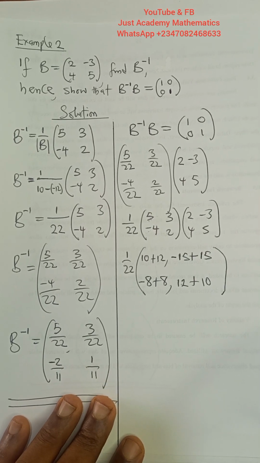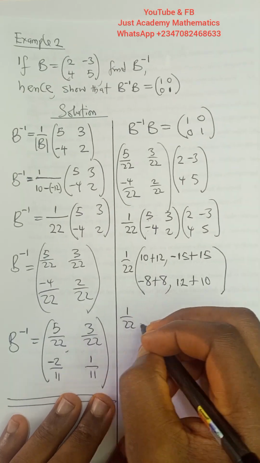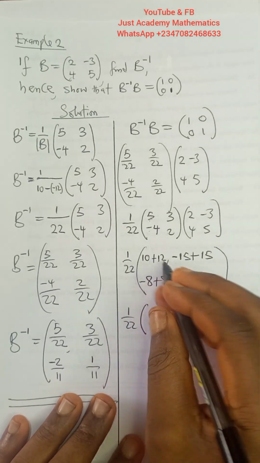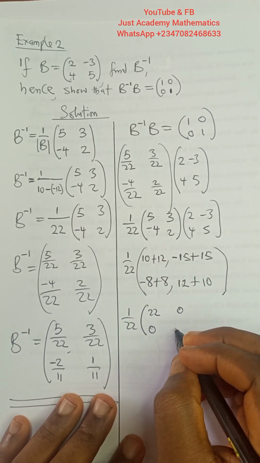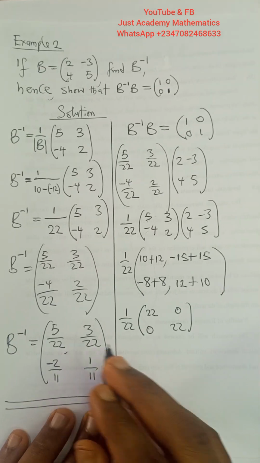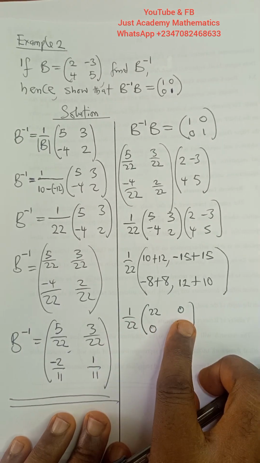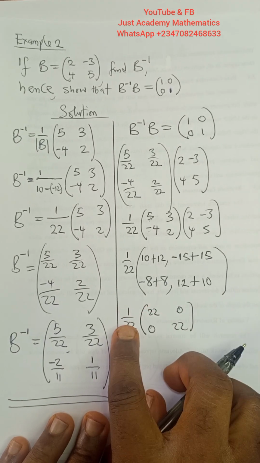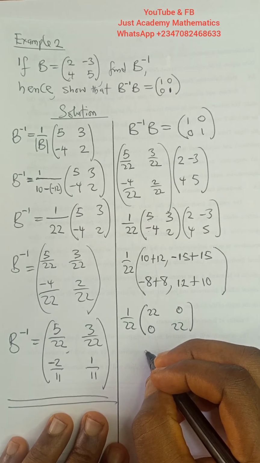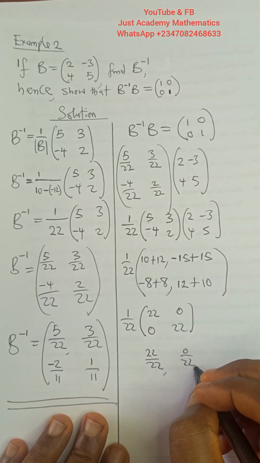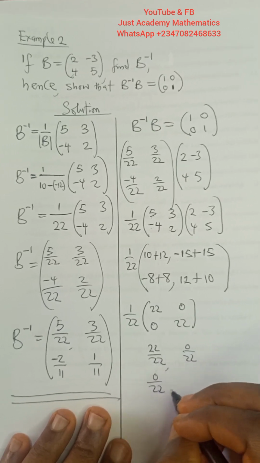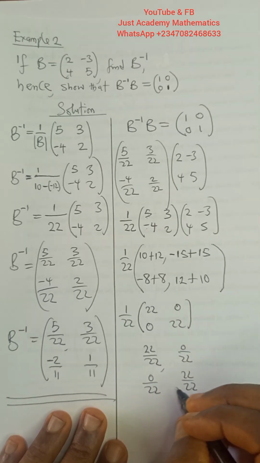Are you with me now? So what do we have now? We have 1 over 22 times, this is of course 22, this is 0, this is 0, this is 22. Now if you put this 22 inside, you will now have 22 over 22. This is what I mean. So you will now have 22 over 22, comma, 0 over 22, 0 over 22, and 22 over 22.